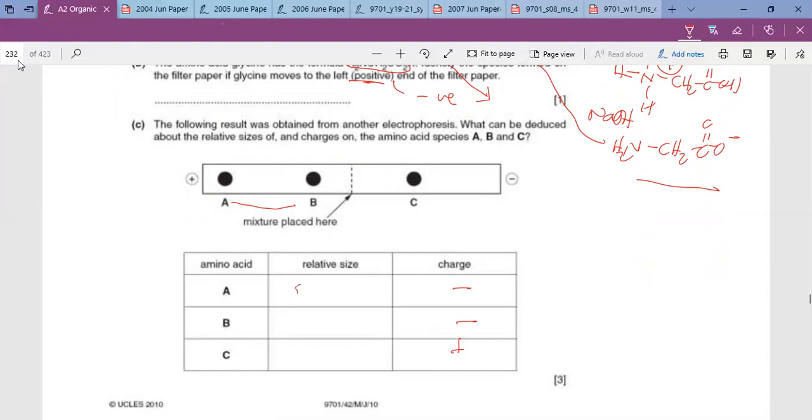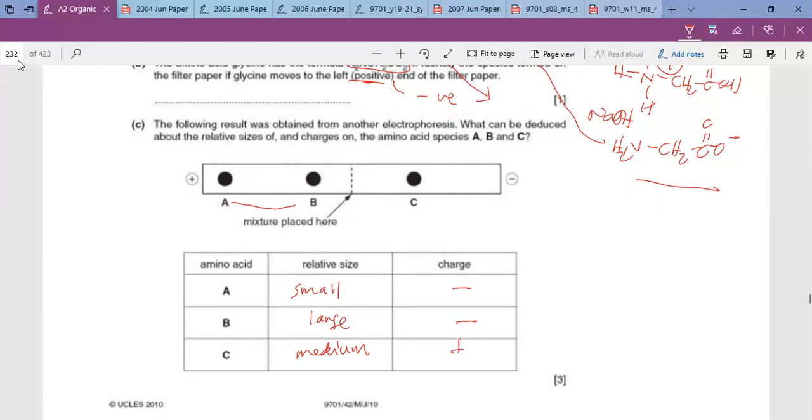A is small, that means it moves faster. B is large. C is medium. This is the way you should put that, or small, smaller, whatever, up to you. So all these ways they can ask you.